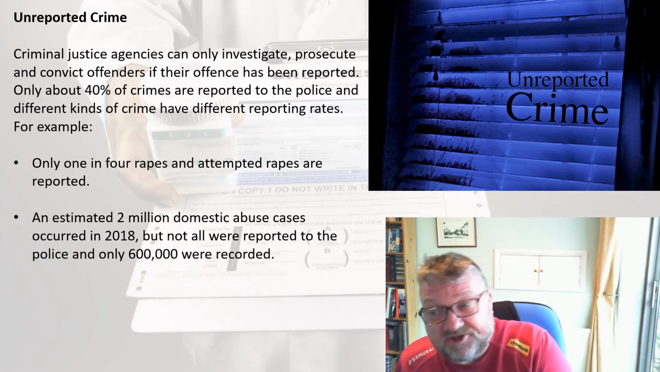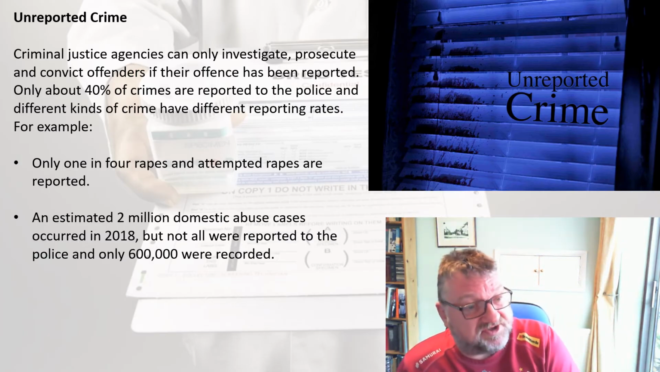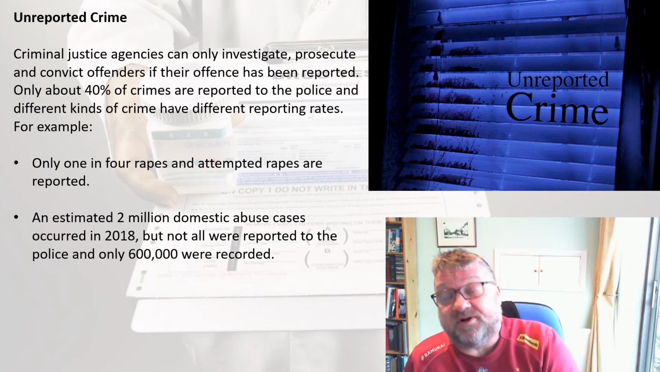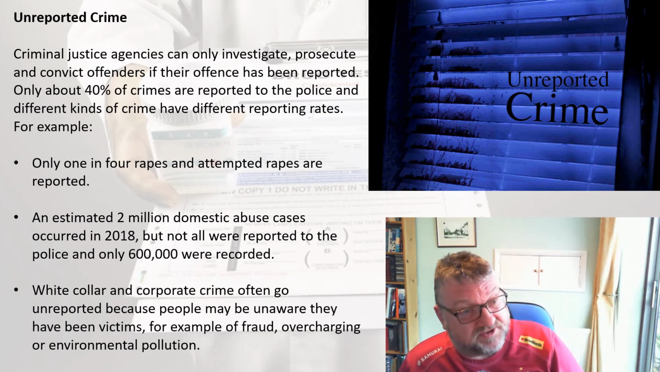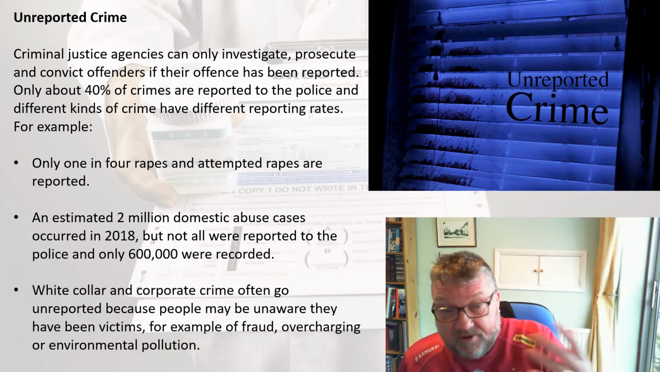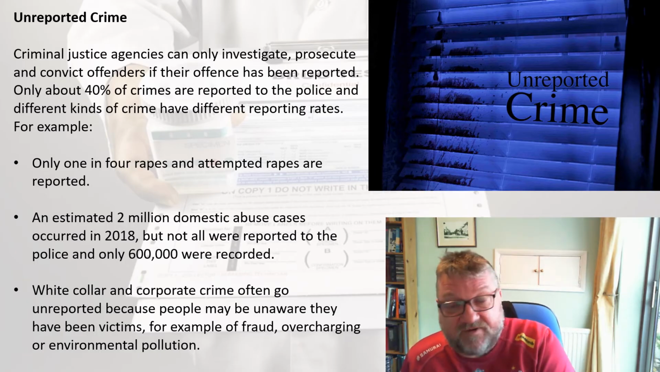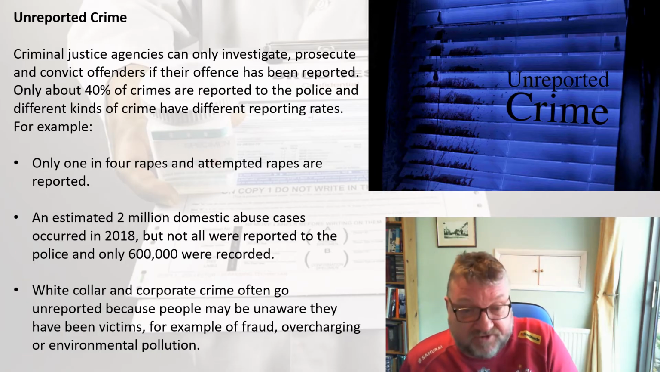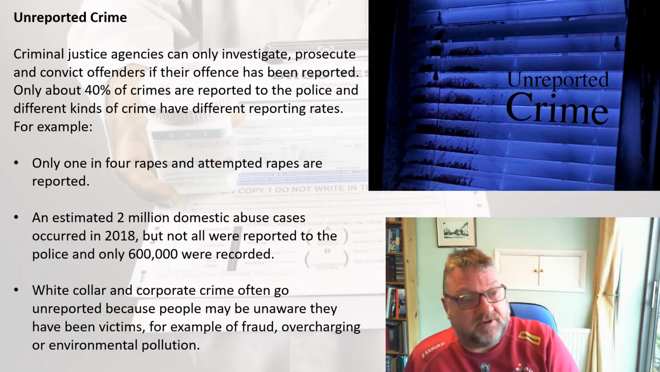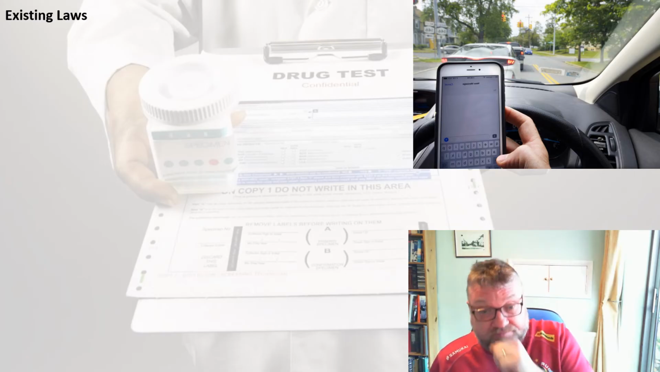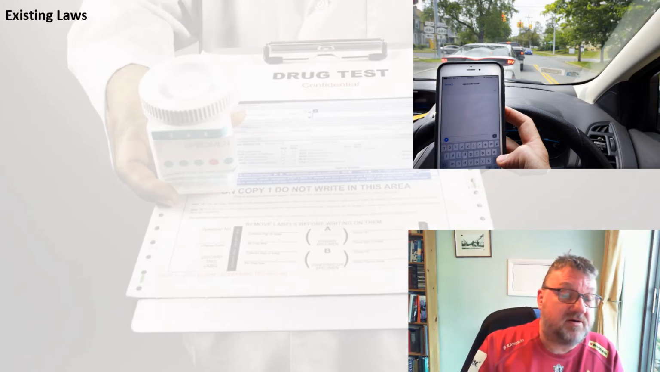An estimated 2 million domestic abuse cases occurred in 2018, but not all were reported to the police, and only 600,000 were recorded. White collar and corporate crime, as we know, often go unreported because people are unaware they've been victims of, say, fraud, overcharging or environmental pollution. So unreported crime is an issue, but at the same time, existing laws can create issues.